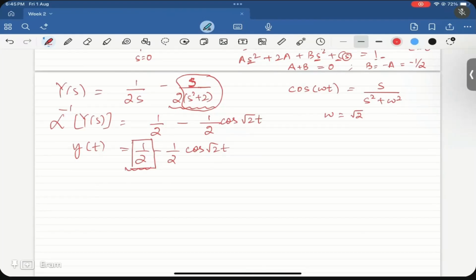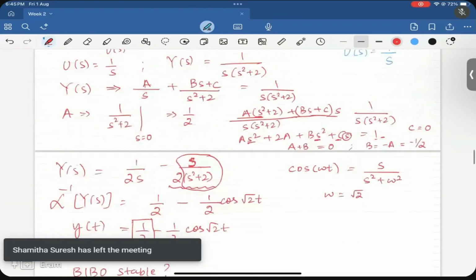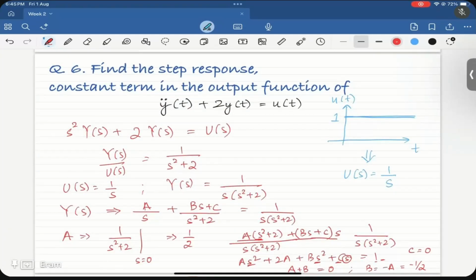Now comment on the BIBO stability. Is it BIBO stable? How to check the BIBO stability? I have already told you how to check it. Calculate the poles of the transfer function. So this was the transfer function, right? What are the poles of this transfer function? 0 and minus 2. Is it so?